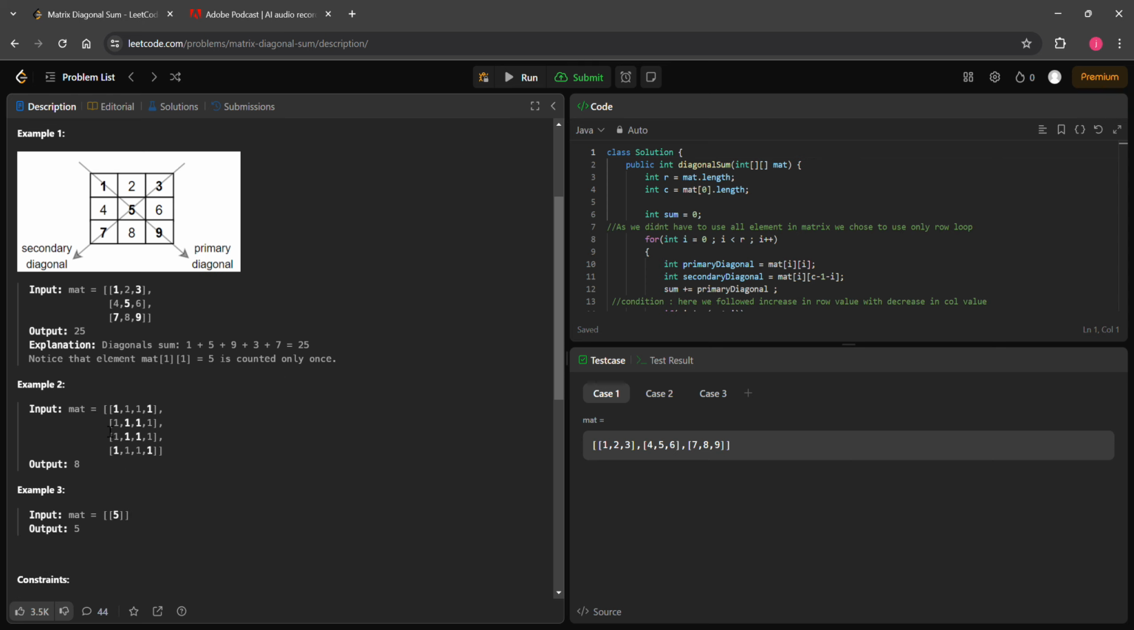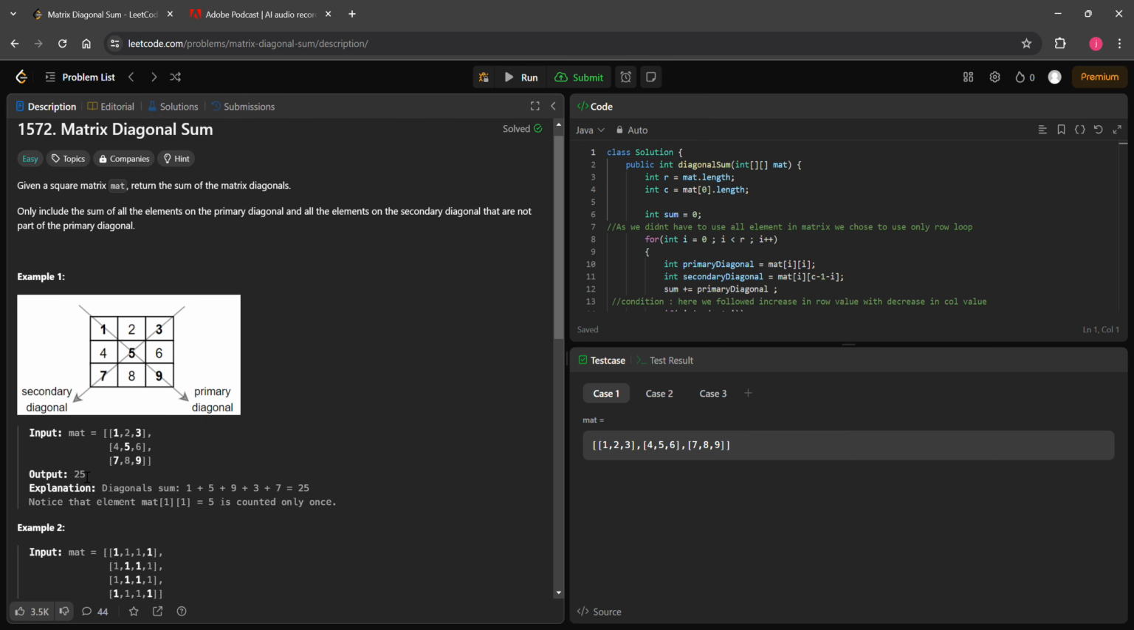Similarly, if you see, this is a 4 by 4 matrix. So 1, 1, 1, 1, 1, 1, 1, 1. So what is common between primary and secondary diagonal? Are these common? No, these are not common. So 1 plus 1 plus 1 plus 1, and this is 1 plus 1 plus 1 plus 1. So there are 8 times 1. So it will be 8.